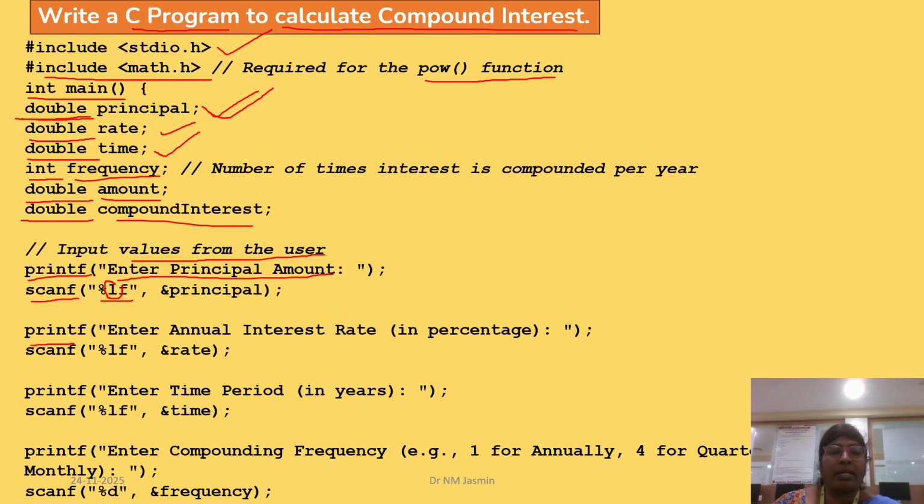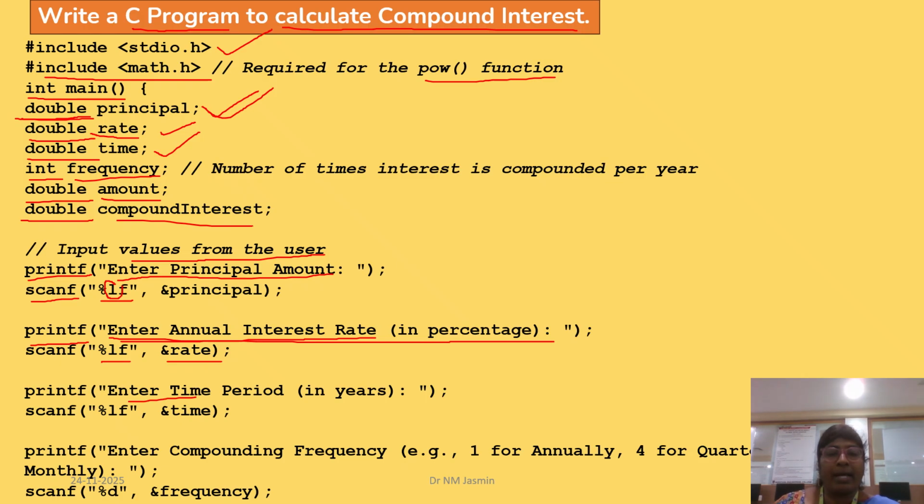Next, go to the second printf, where we have enter annual interest rate, that is in percentage. Whatever content you give inside the double quotes is optional. And for this value, you have to scan with the address that is provided for the rate in the memory, and that is also here. It is also double precision, we can see here.